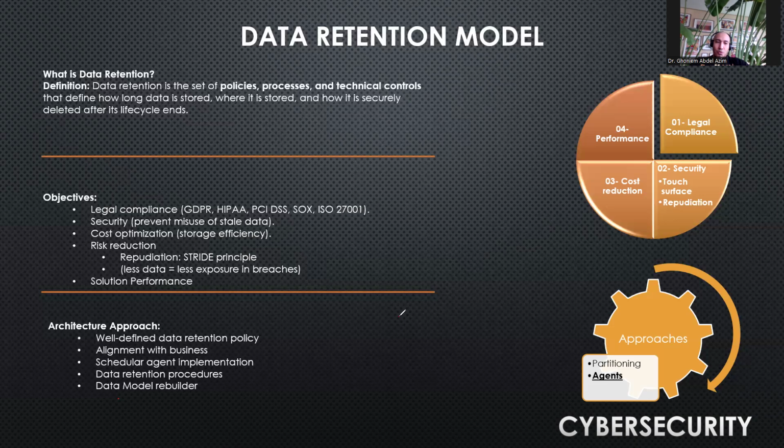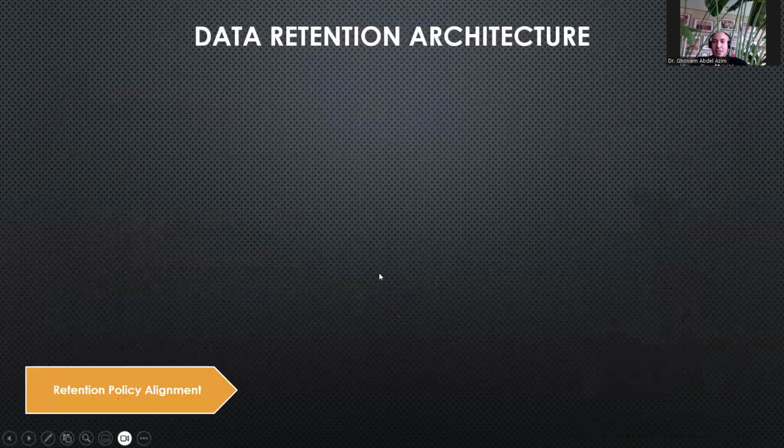So moving forward, for the data retention model architecture, number one, we should have a data retention policy alignment. What do we mean by data retention policy alignment? It means the alignment with the business team.